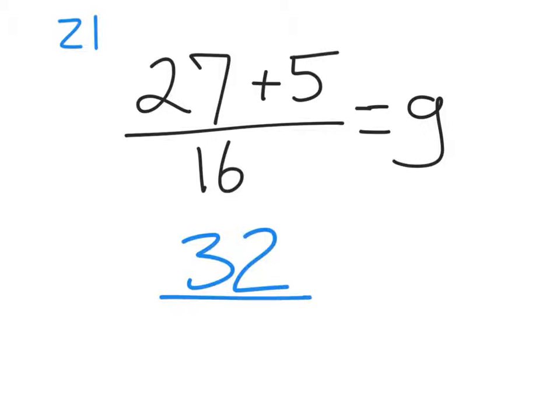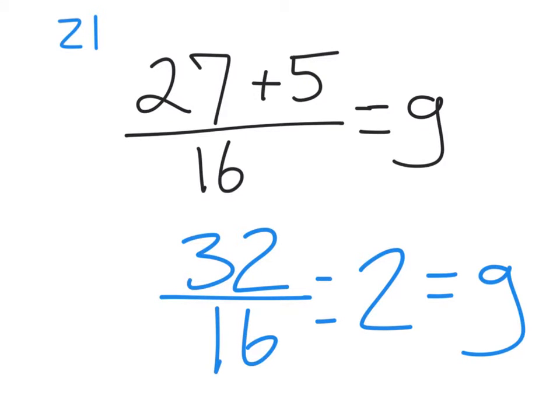That's going to give us, what? 32. And we're simply going to bring down the 16. So it's going to be 32 divided by 16. 32 divided by 16 is 2. So 2 equals g. That's our answer.